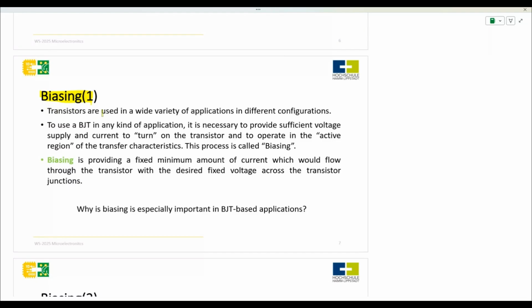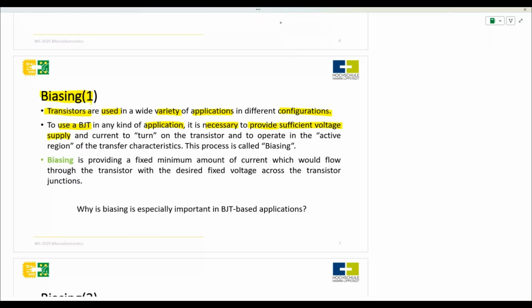Transistors are used in a wide variety of applications in different configurations. To use bipolar junction transistors in any kind of application, it is necessary to provide sufficient voltage supply.